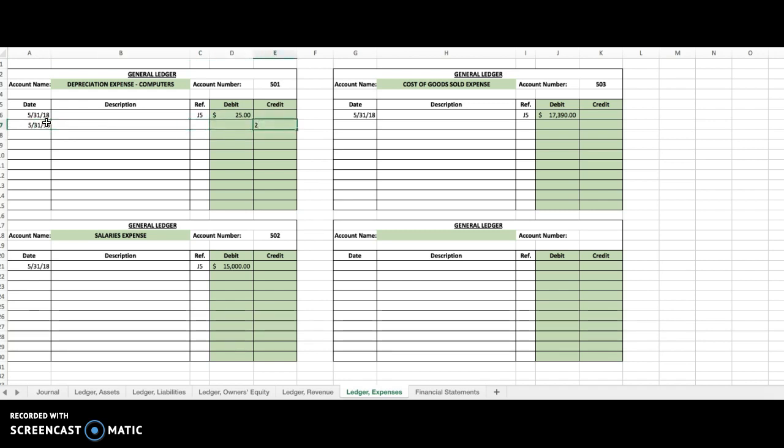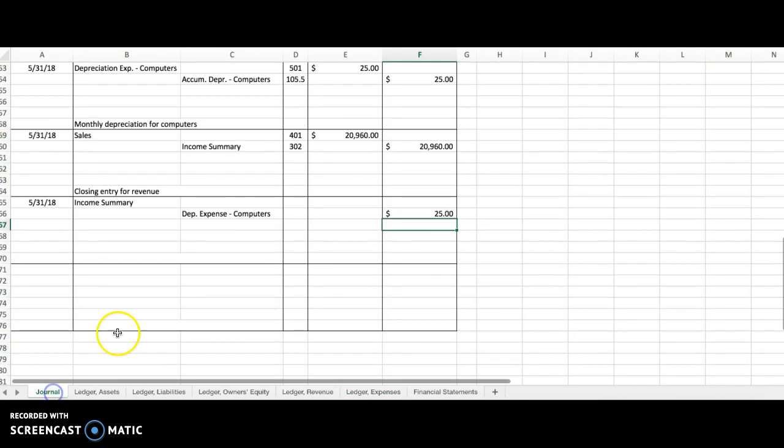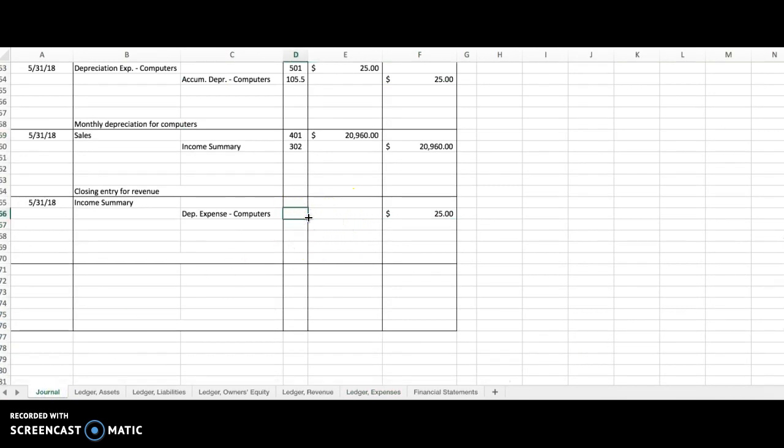And we will credit 25. Journal page 5. This is account 501. Back into the journal, 501. So that expense account's been closed. The second one that we had is salaries, and that will also be closed, I believe, by $15,000.